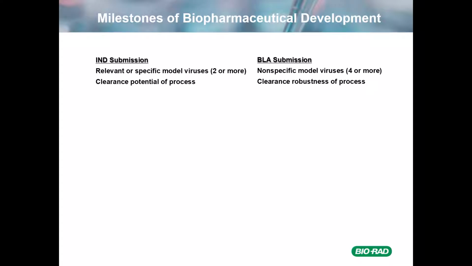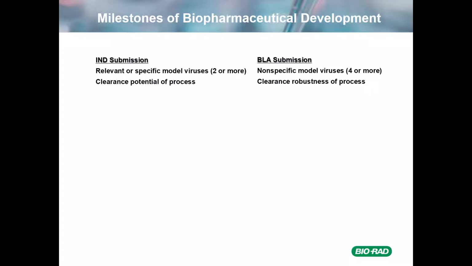So some of the milestones during biopharmaceutical development. Early on, you have your IND submission, and there you're going to be looking at relevant or specific viruses, typically at least two. For CHO cell, you'll look at XMuLV and MVM. You could be looking at more depending on your cell lines. There you're assessing the clearance potential of the process.